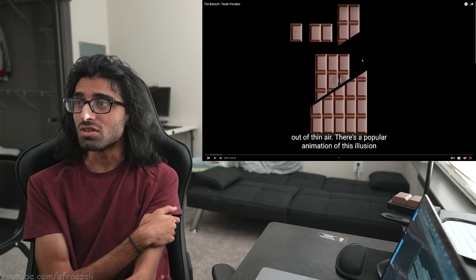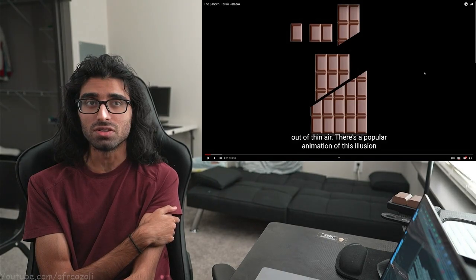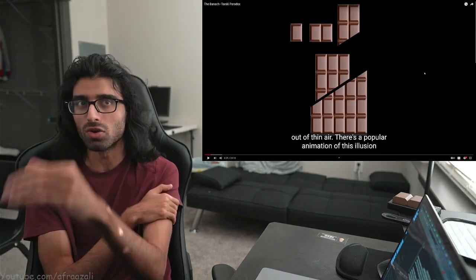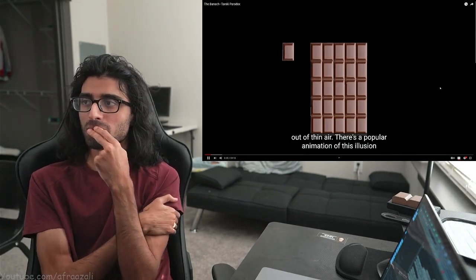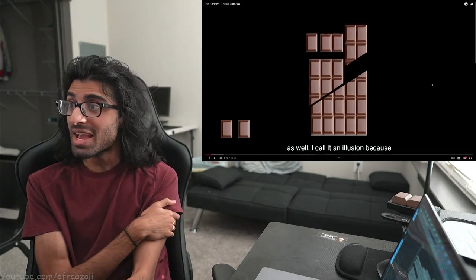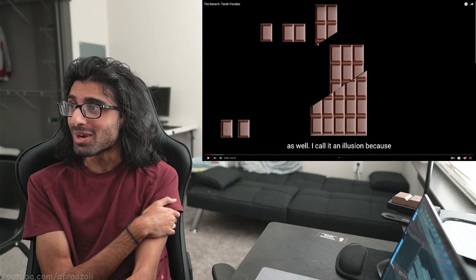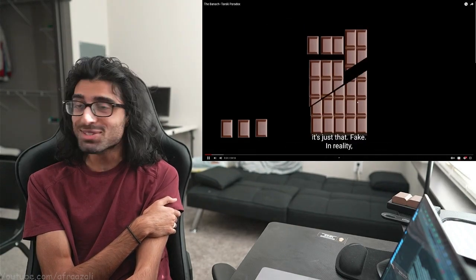There's a popular animation of this illusion as well. The part on the right looks really good. That looks pretty solid, but it's slightly shorter on the top right. Dang, that's crazy. Look at this part right here. Watch this part. It's because the illusion just grows.